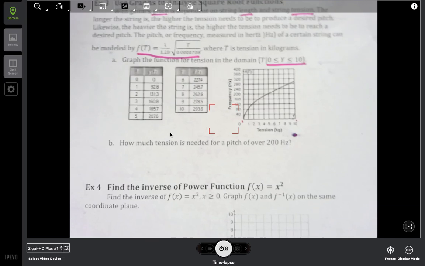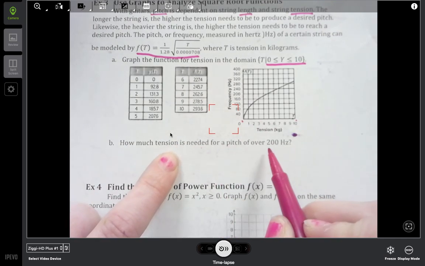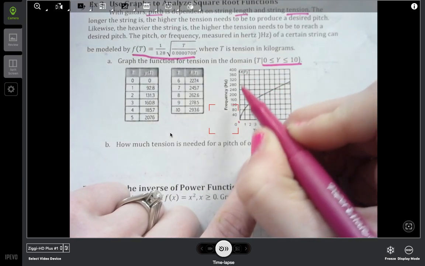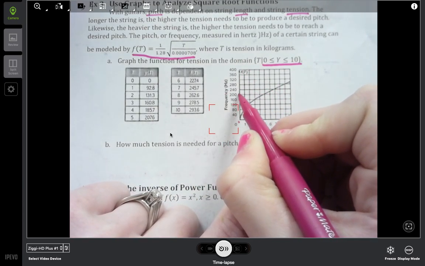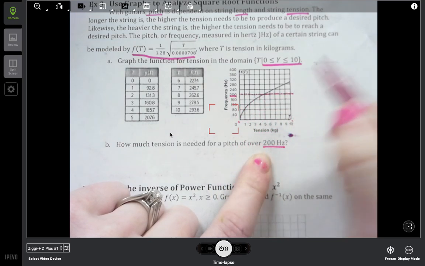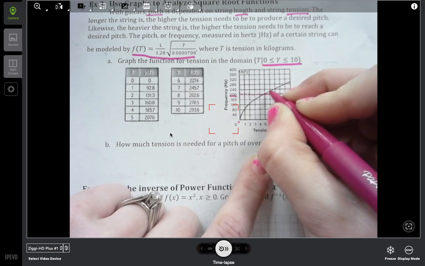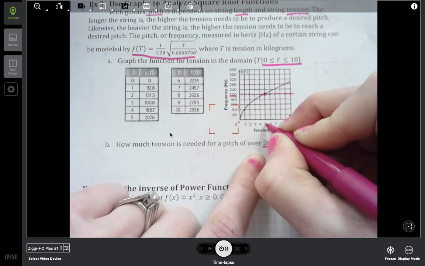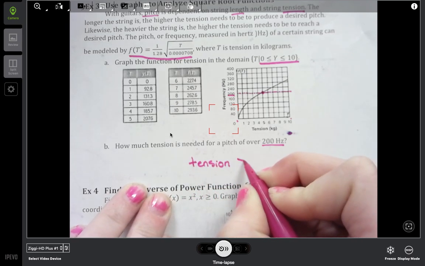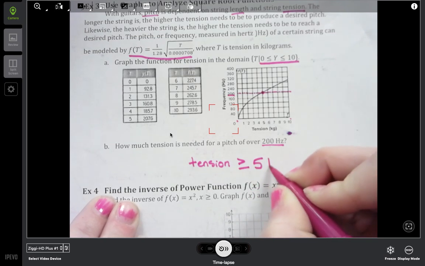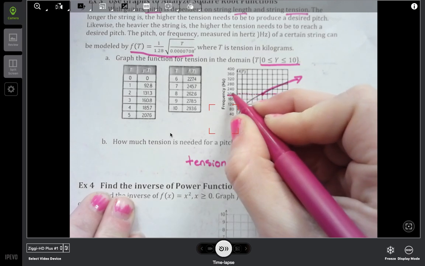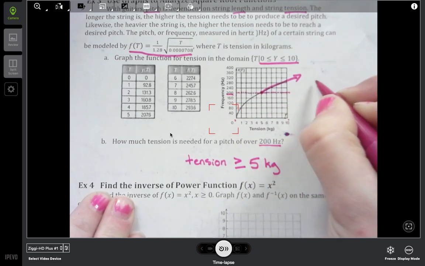And we are analyzing in part B how much tension is needed for a pitch that's over 200, okay? If I want this number to be over 200, the 200 mark is right here. If I want my pitch to be higher than 200, it looks like it's crossing right about at 5. So my tension has to be greater than or equal to 5 kg. Does that make sense? This way here is above 200 when it's greater than 5.